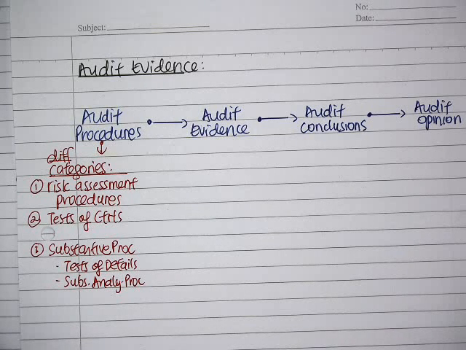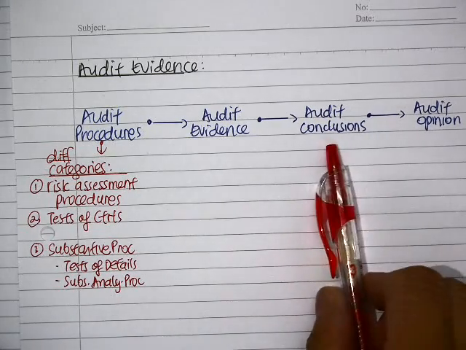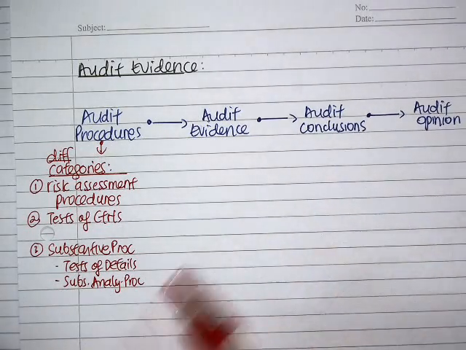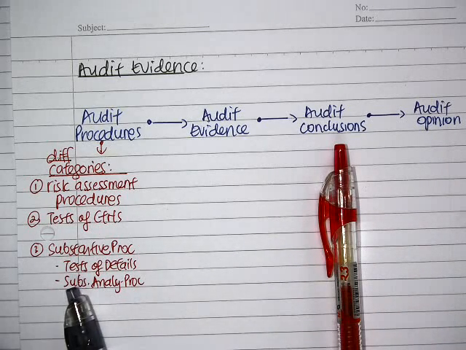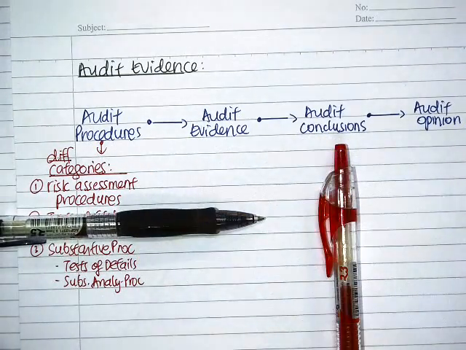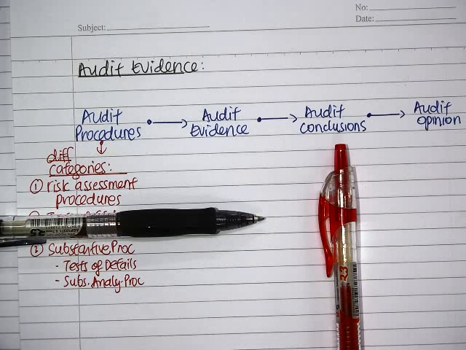Why do we want to categorize procedures into 3? The reason is because conclusions are all different. You are making different conclusions for different categories. That's why you cannot mix them together. Understand? Now, what is RAP for? RAP is for us to conclude about the risk of material misstatement. So after RAP, you conclude whether you feel the risk is high or low. That's RAP.